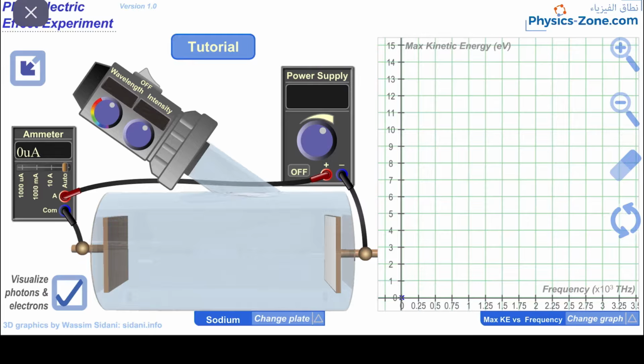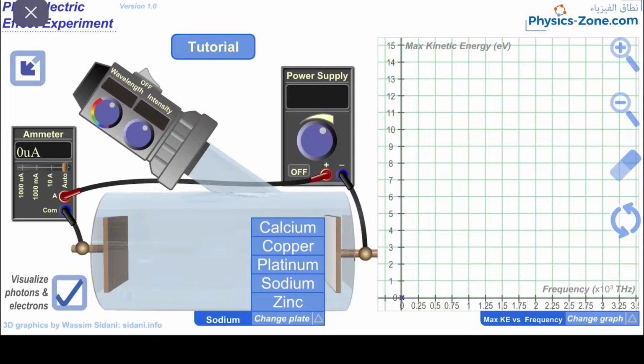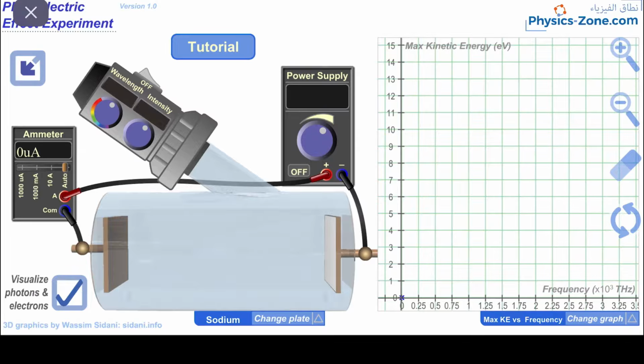Okay, let's do this. Now we have different metals here. We're going to use the sodium, and then we're going to switch it on. So those waves that you see there, those are the photons. When they hit the metal, a photoelectric effect occurs.